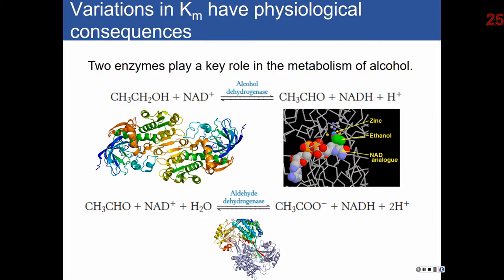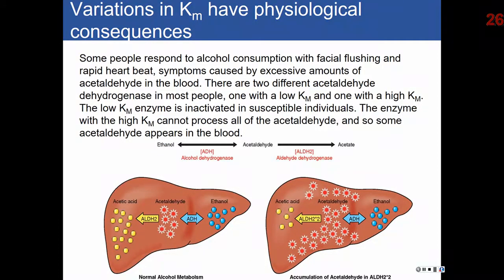So we've got zinc. Ethanol comes in here. NAD is an analog that comes in here. And so alcohol dehydrogenase is up here, aldehyde dehydrogenase is down here. We can see that we're producing protons, so it makes a big difference.